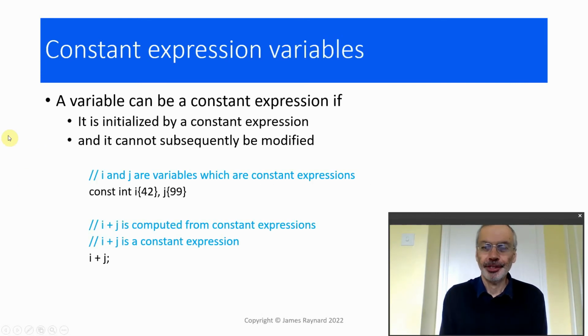We can also have a variable which is a constant expression. For this, the variable has to be initialized from a constant expression, and the variable cannot be modified after being initialized. For example, 42 and 99 are literals, so they are constant expressions. i and j are initialized from constant expressions, and they cannot be modified after initialization. So i and j are constant expressions.